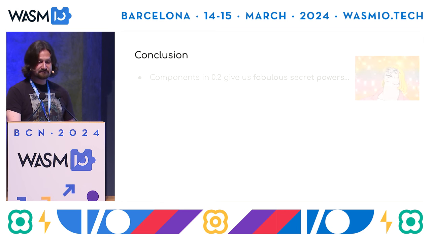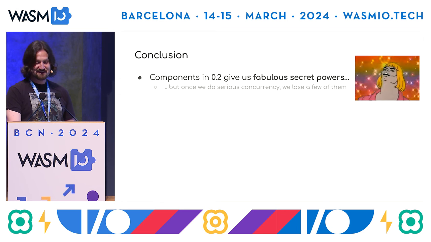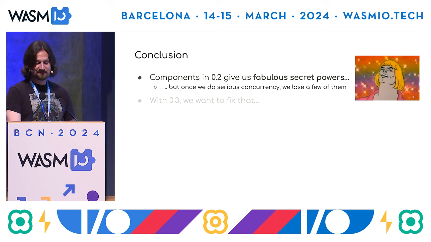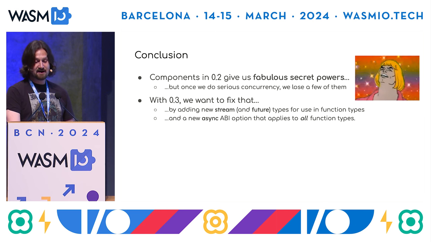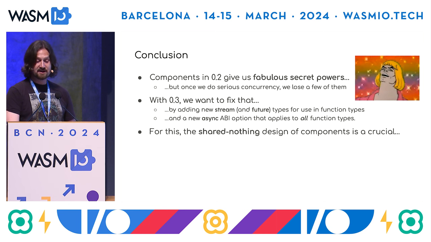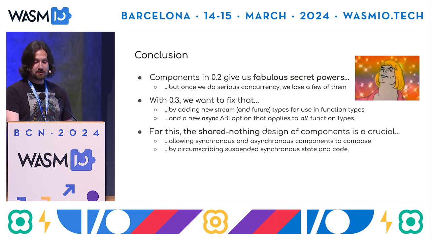So, in conclusion, components in 0.2 give us fabulous secret powers. But once we do serious concurrency, we start to lose a few of them. With 0.3, we want to fix that by adding new stream and future types for use in function types, and a new async ABI option that applies to all function types. And for this, the shared-nothing design of components is crucial, allowing synchronous and asynchronous components to compose by circumscribing suspended synchronous state and code.